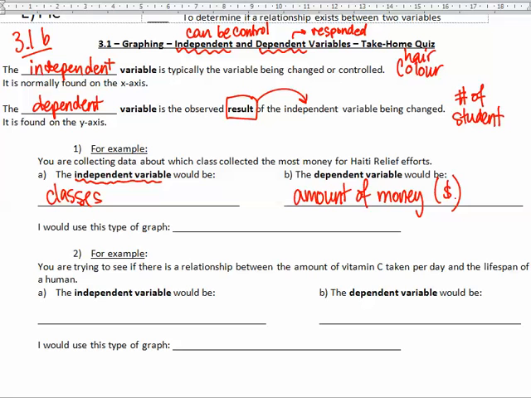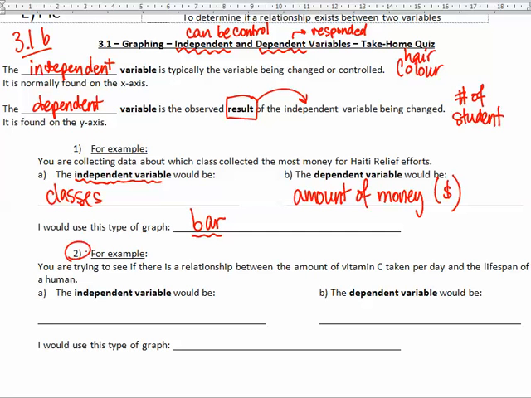Now, which type of graph would we use? Looking at the different types of graph from the first video, we are comparing different types of classes. And because these are different categories, the best graph to use would be the bar graph. I could also use a pie chart if I wanted to convert it, or I could use a histogram as well, or even a pictograph. But in this case, because I'm comparing different categories or different classes, I'll choose the bar graph.